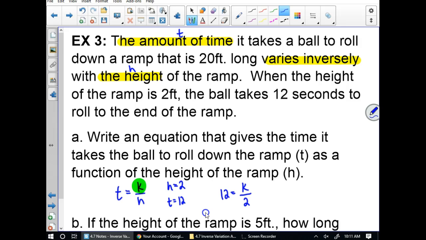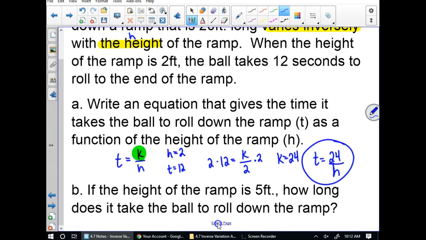So right now we have K divided by 2. To get rid of something divided by 2, we will multiply by 2 on both sides. So K equals 24. So our equation is T equals 24 divided by H. Have questions?